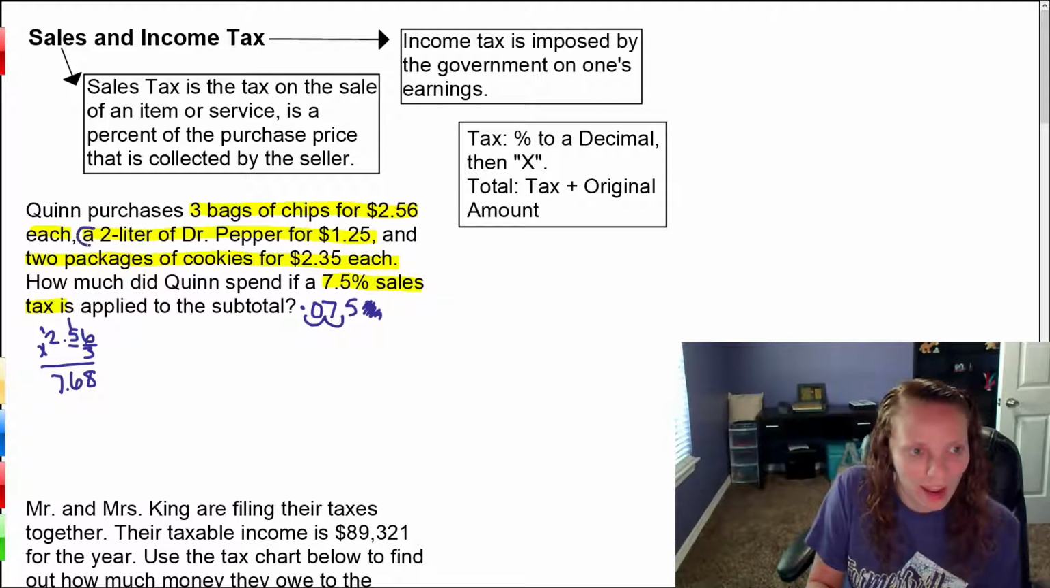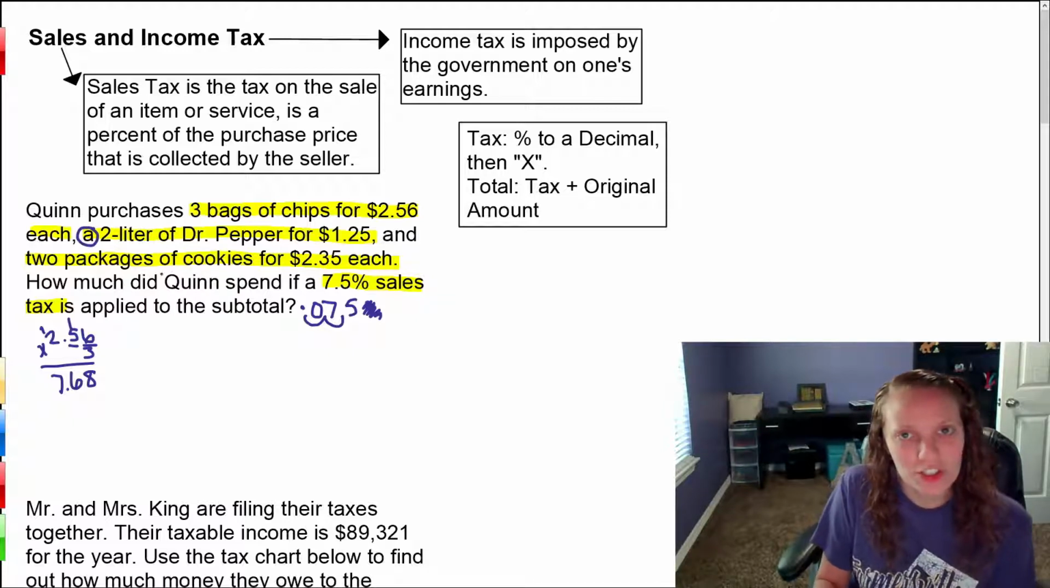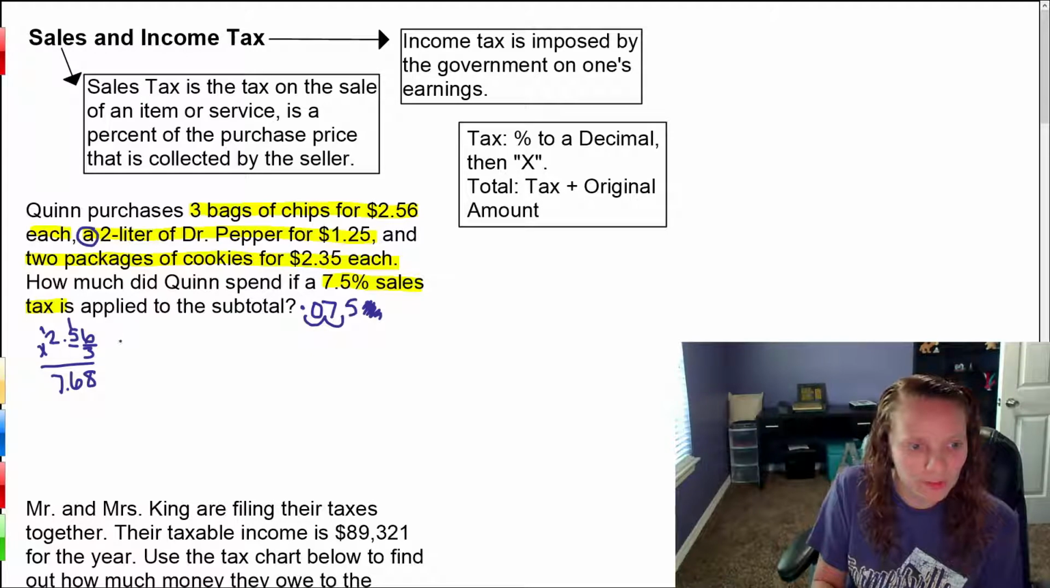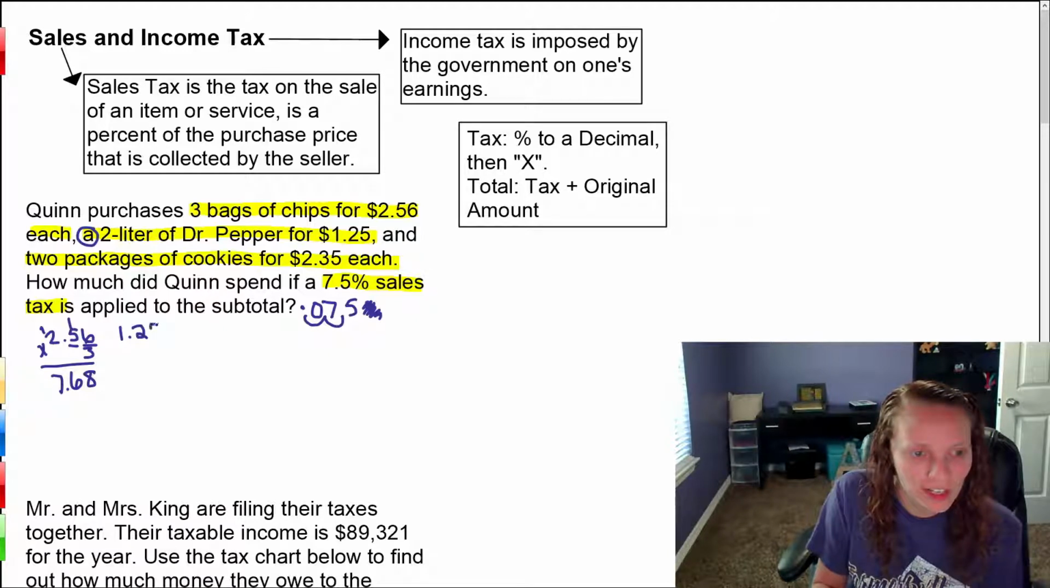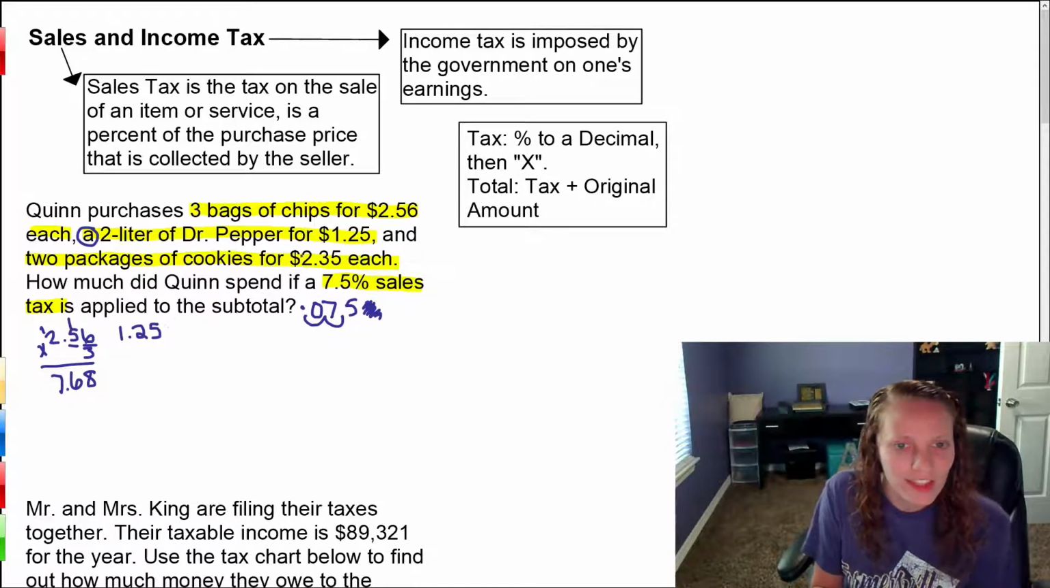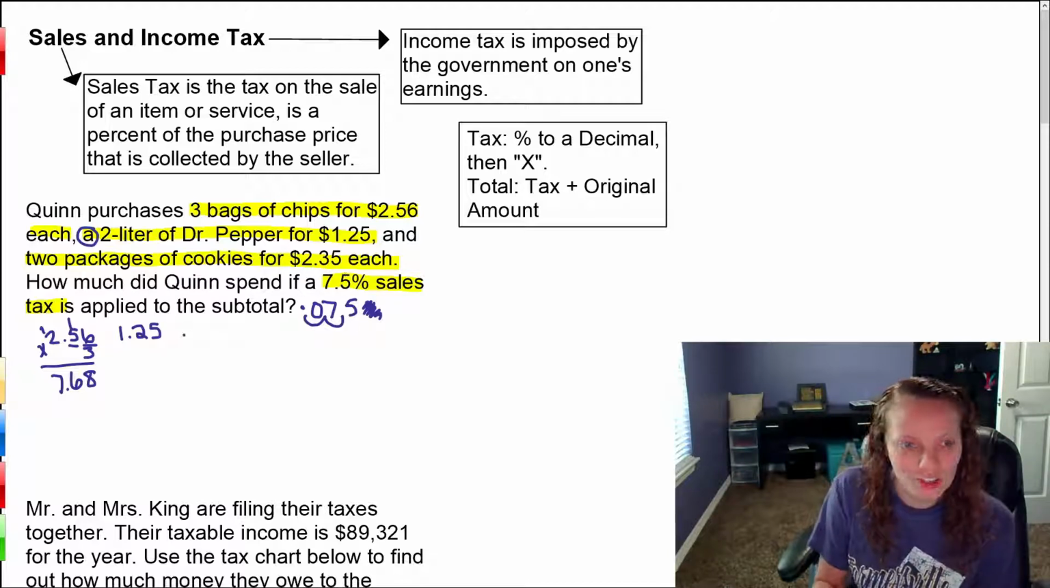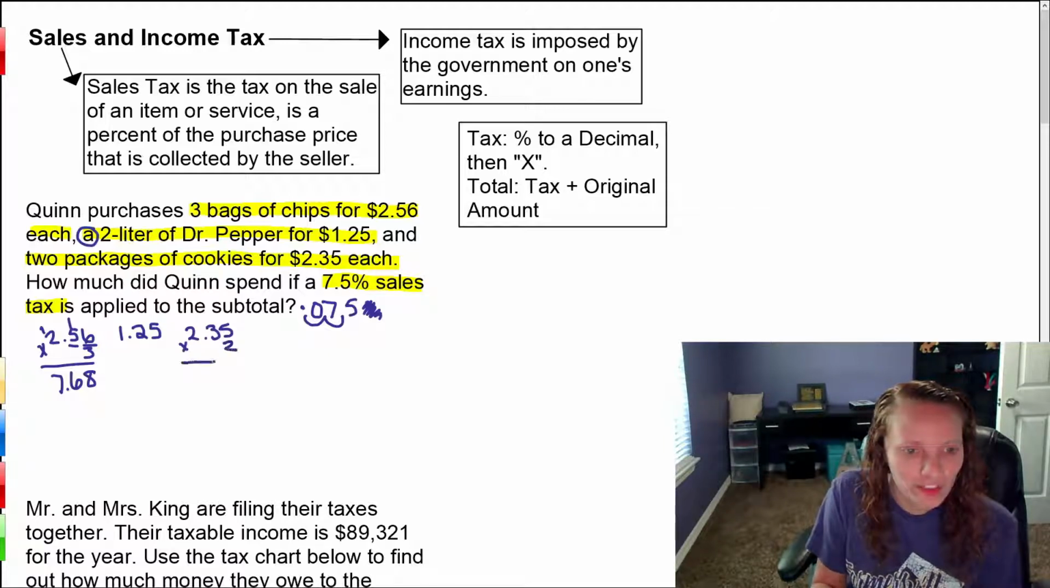A 2-liter of Dr. Pepper. A 2-liter, that means that they're just buying 1 Dr. Pepper. So we don't need to do anything extra there. And then 2 packages of cookies for $2.35 each. So we're going to take $2.35 and multiply that by the 2 packages of cookies.